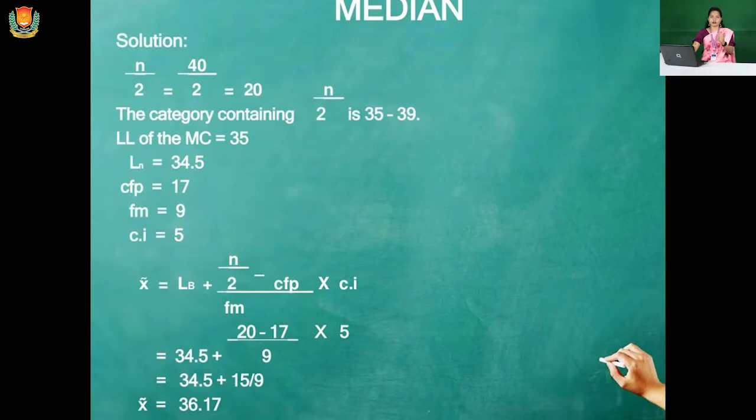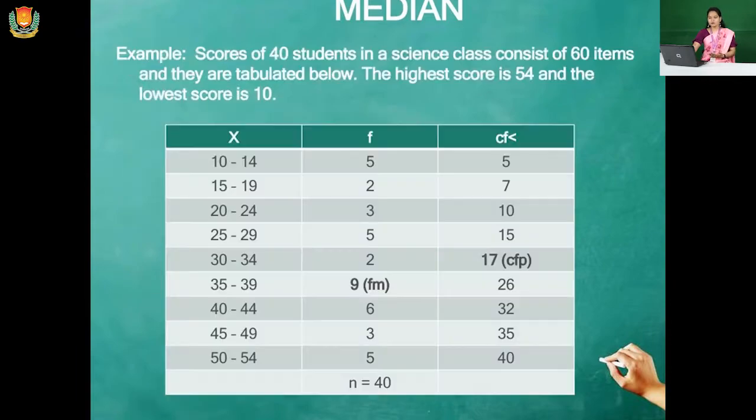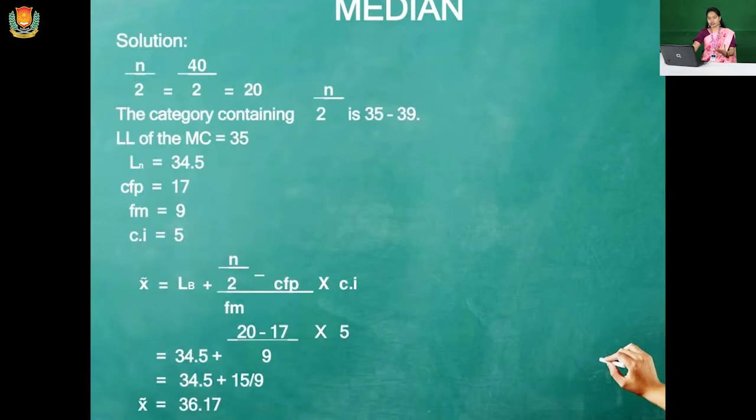So now we have to calculate n by 2. So n by 2 will be 40 by 2, that means 20. Then the category which contains that 20, or n by 2, is 35 to 39, because 26 is coming over here. So 35 to 39 will be your class interval, or class, for that particular value.